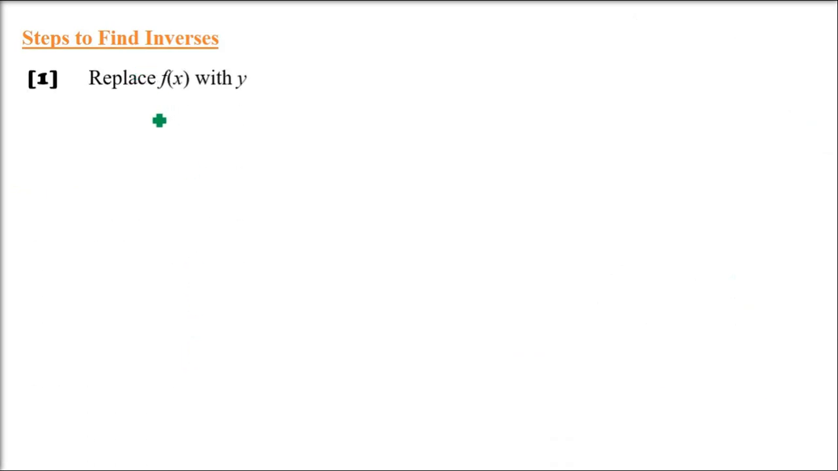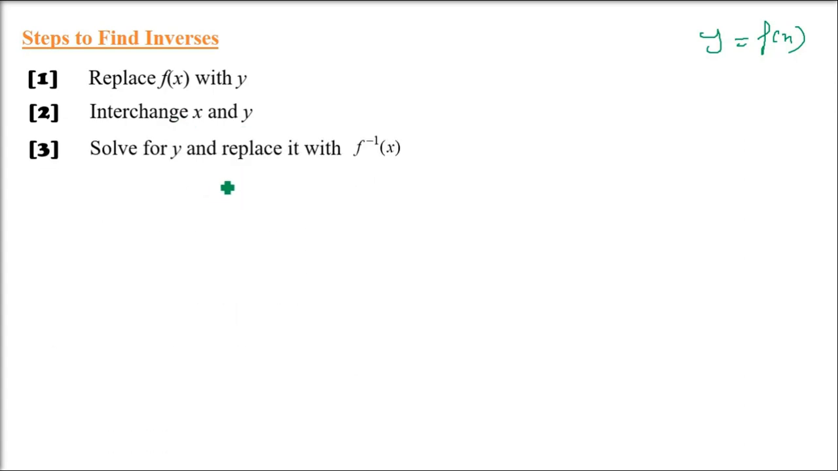So f∘g(x) should be x, and g∘f(x), that is the f inverse composition of f, should be x. What are the steps to find inverses? We know that y is equal to f(x). So the first step is to replace f(x) with y. Then we interchange the values of x and y. Wherever x is there, we change to y, and wherever y is there, we change to x. Now we'll solve for y.